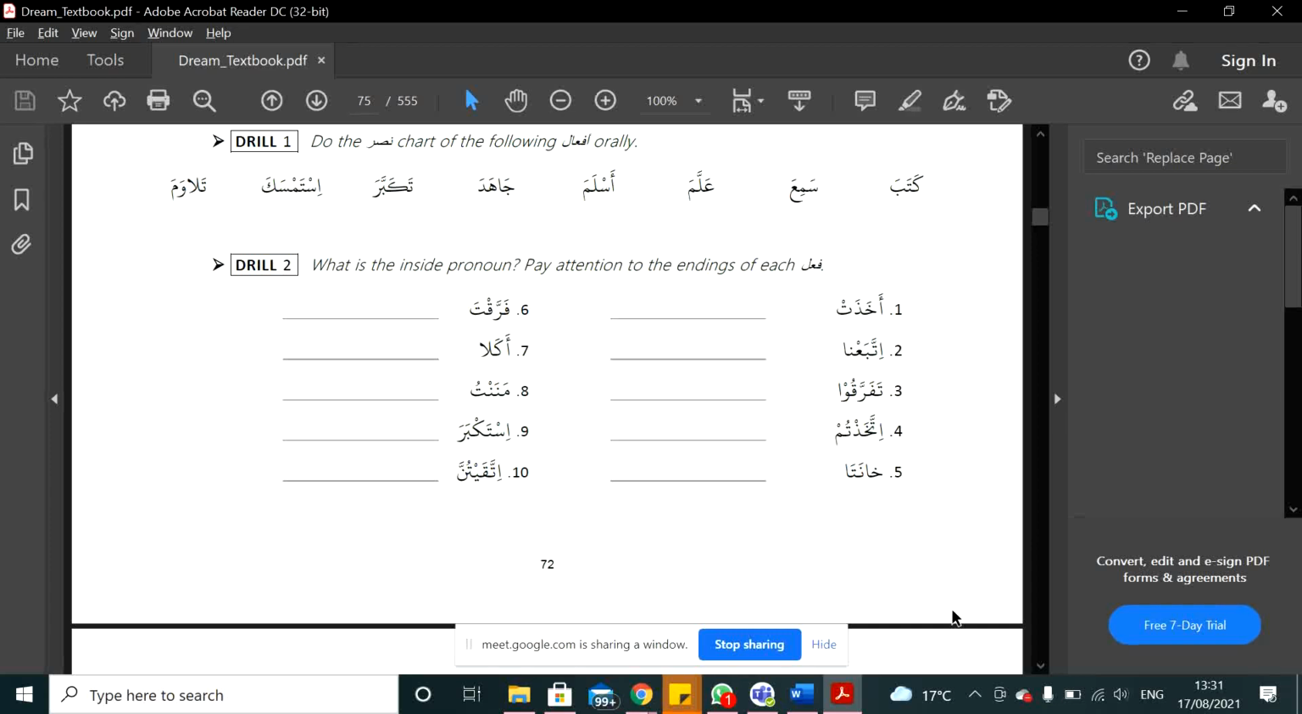Ittabana. Anta ittaba'ta. Antuma ittaba'tuma. Antum ittaba'tum. Anti ittaba'ti. Antuma ittaba'tuma. Antum ittaba'tum. Antunna ittaba'tunna. Ana ittaba'tu. Nahnu ittaba'na. We have ittaba'na, which is nahnu here. And what does it mean? Ittaba means to follow, so we followed.